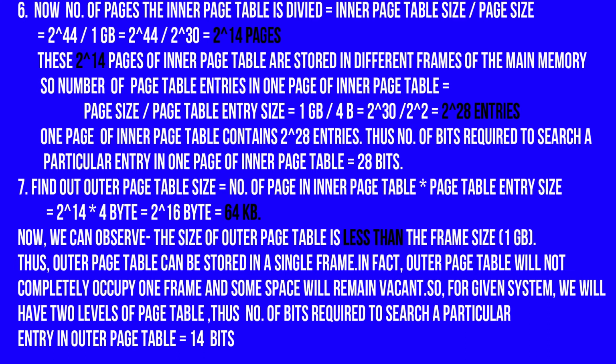So for the given system, we will have two levels of page table. Thus the number of bits required to search a particular entry in outer page table equals 14 bits. Answer.